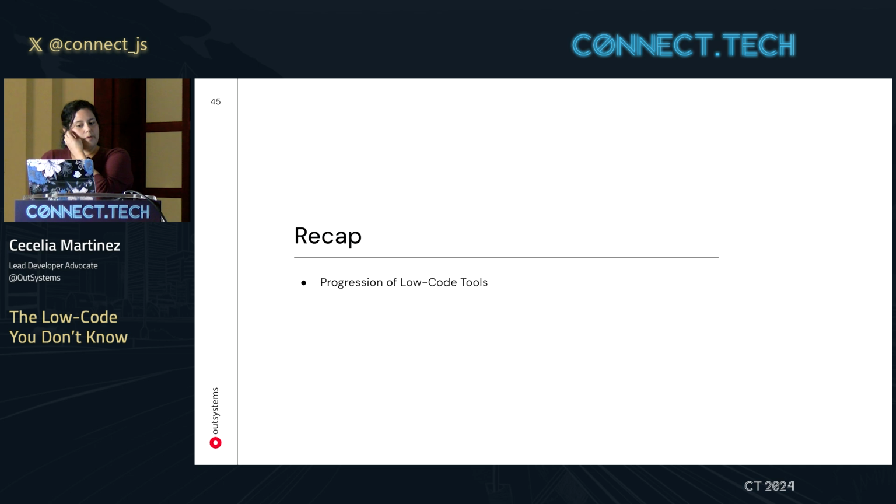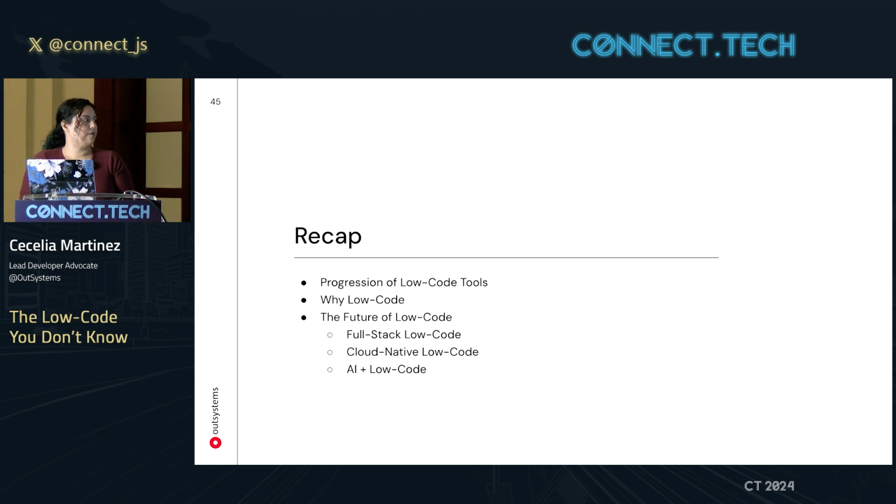So to recap, we talked about the progression of low-code tools and also why you may reach for low-code specifically. We also talked about the future of low-code, things like full-stack low-code, cloud-native low-code, and AI plus low-code. And then we went through the different considerations to think about when you're evaluating whether you should use low-code or no-code tools. And when I spoke about that, I mostly talked about it from the perspective of an organization deciding, I want to use this tool for a project.